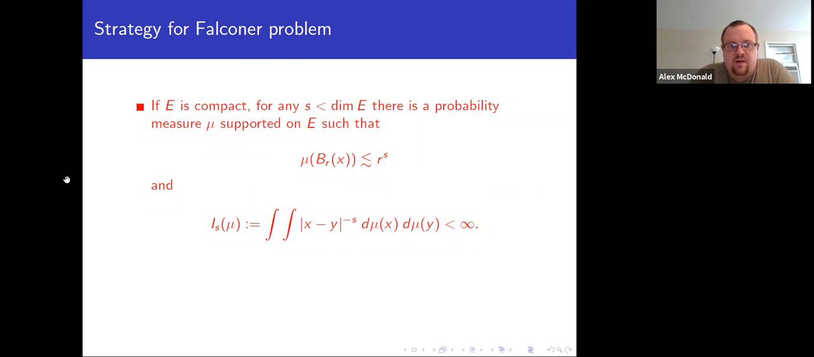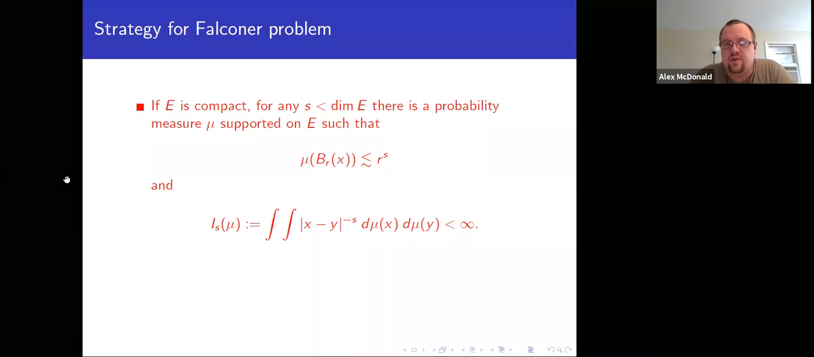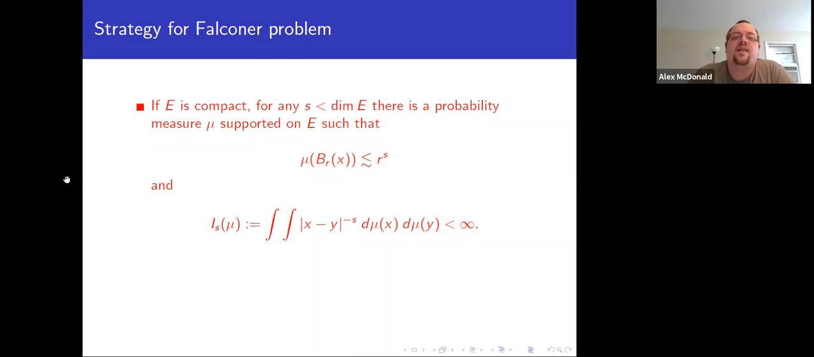So we get our hands on the dimension by looking at what are called Frostman measures. So if E is a compact set, for any s less than the dimension of E, dimension will always mean Hausdorff dimension throughout this talk, there is a probability measure mu supported on E, which has this decay. So B_r(x) is a ball of radius r centered at x. Wherever the center is, the measure of the ball of radius r is no more than a constant times r^s. So throughout, less than with the squiggle means that I'm suppressing a constant.